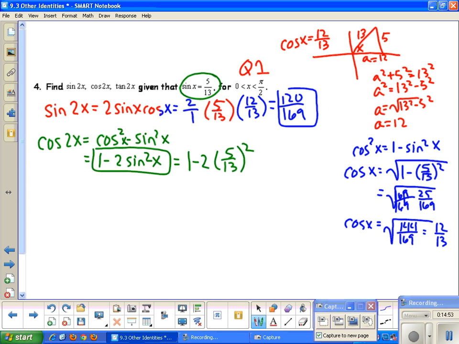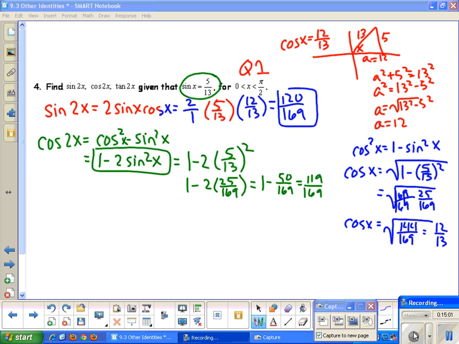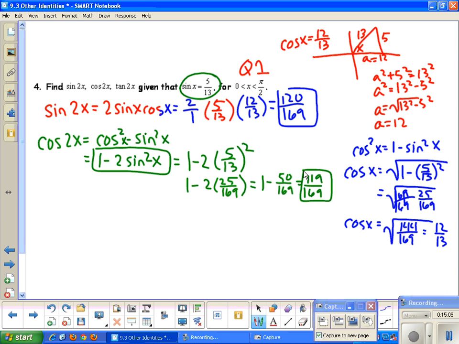So when I solve this, I get 1 minus 2 times 25 over 169. And so when I do that, I get 1 minus 50 over 169, and then I would have to get a common denominator, so 119 over 169. You could use your calculator to do that.